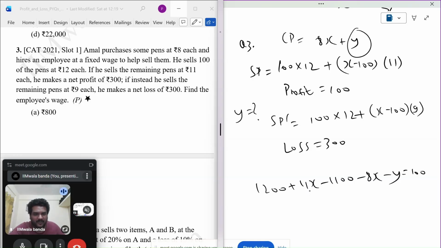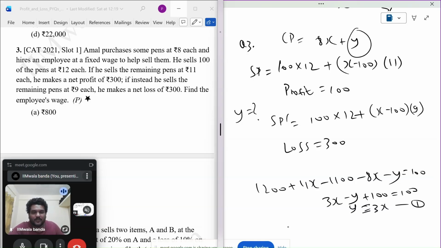Let's simplify 100. This is 10x. This is basically, sorry, 8, 9, 10, 11, 3x minus y plus 100 is equal to 100, or y is equal to 3x. Very nice. This is your first equation.